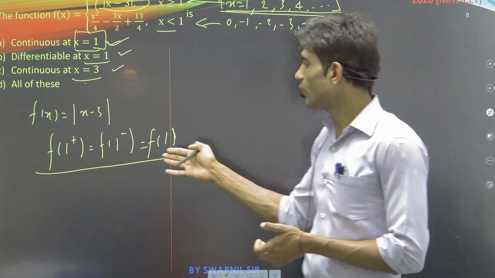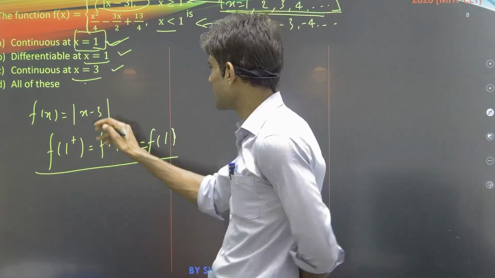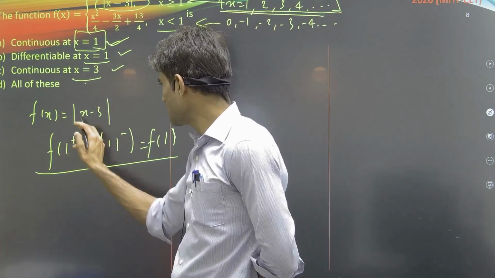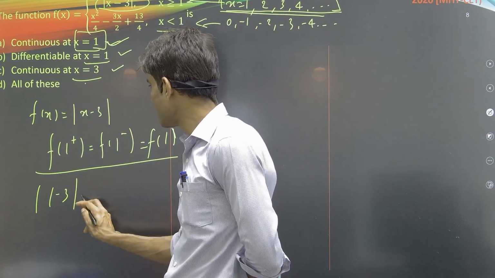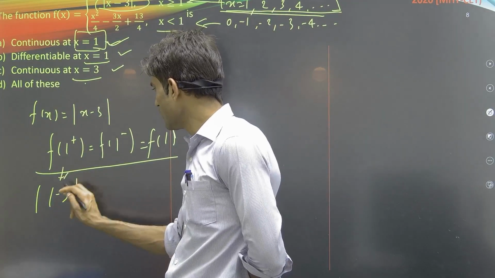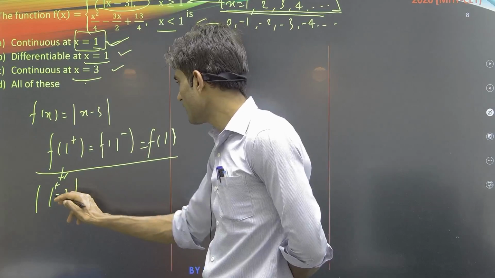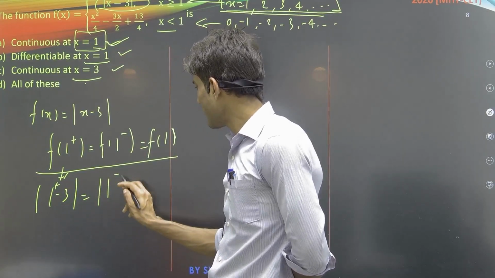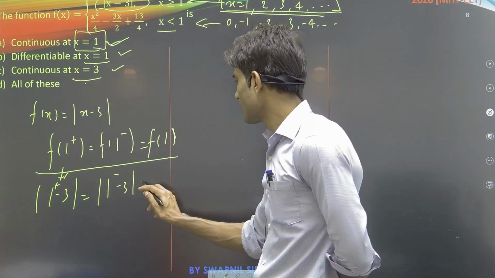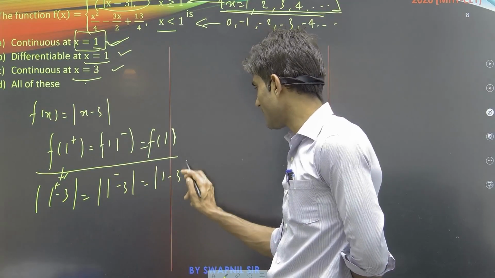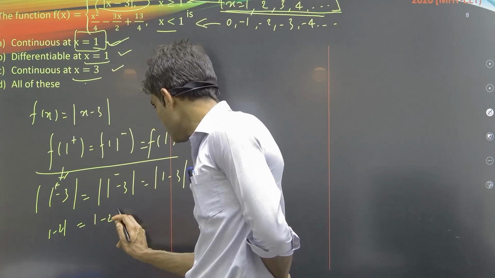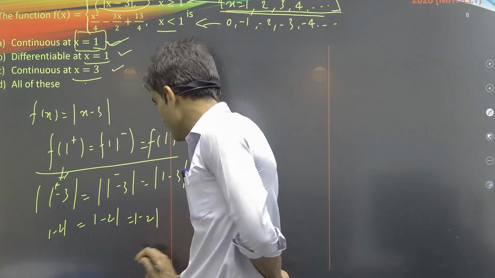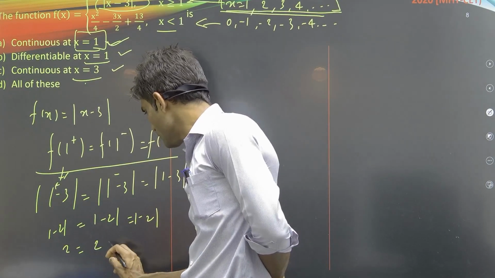Now for this function we have f of x equal to modulus of x minus 3. So put in all the values: modulus of 1 minus 3 for the positive limit, 1 plus minus 3, again 1 minus minus 3, and f of 1 minus 3. Now we see modulus of minus 2, modulus of minus 2, modulus of minus 2, which gives us 2, which is equal to 2, which is equal to 2.